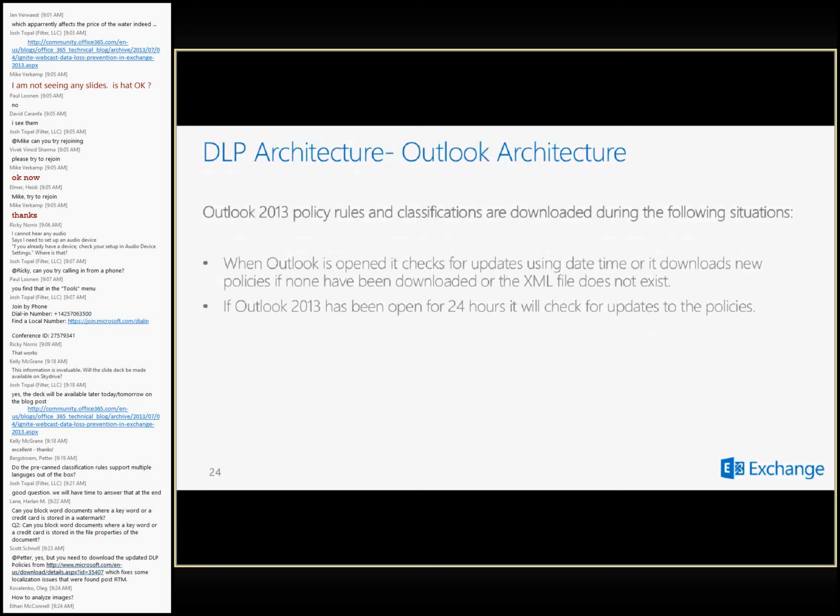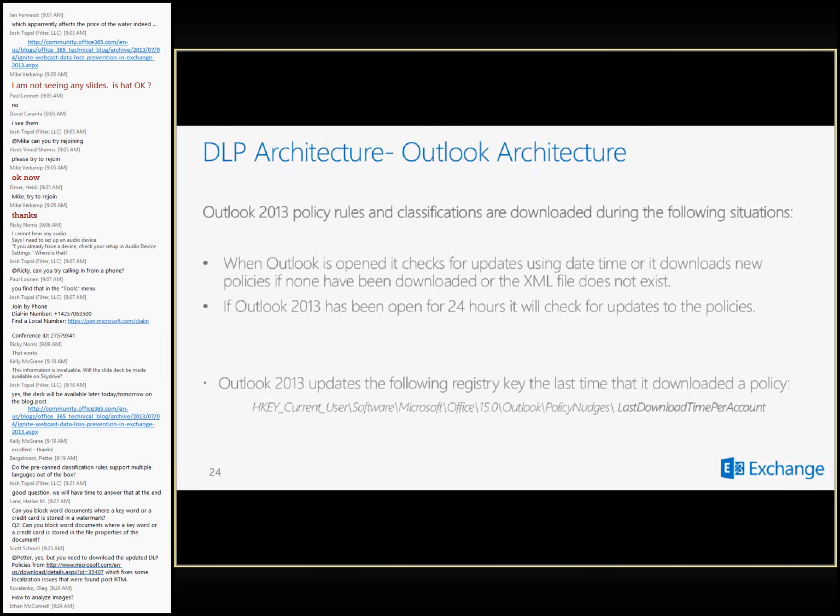So this XML data is pulled by Outlook every time it launches, or once every 24 hours. That is, if your Outlook is open for more than 24 hours. And it is actually controlled by this registry key. And if you just look at that, it's like a policy nudge. It gives it away. So it's a policy nudge.